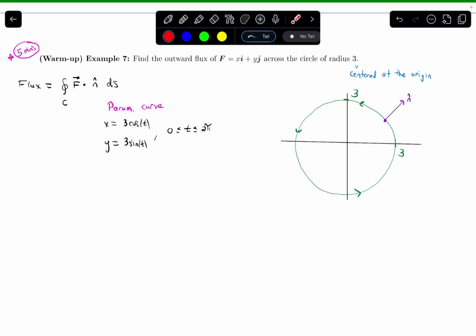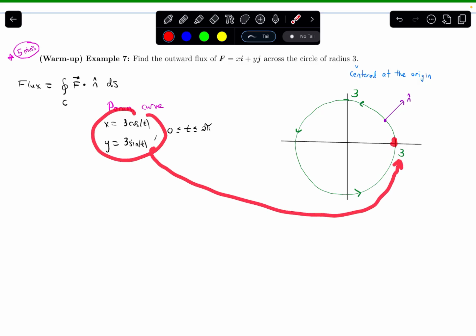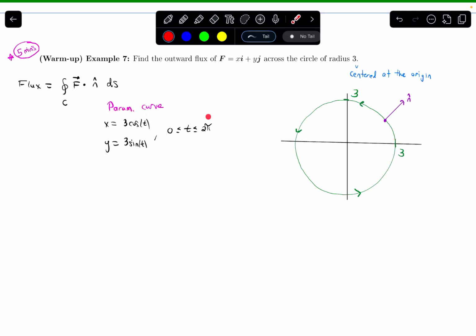I could check that if I plug in t equals 0 into this, cosine of 0 is 1 and sine of 0 is 0. So x and y become 3 and 0. That'll get me to this point. And if you let t be 2 pi, you'll get to that same point. And then in between, as t gets bigger from 0 to 2 pi, we go around this circle. Okay, so I got this parameterization.